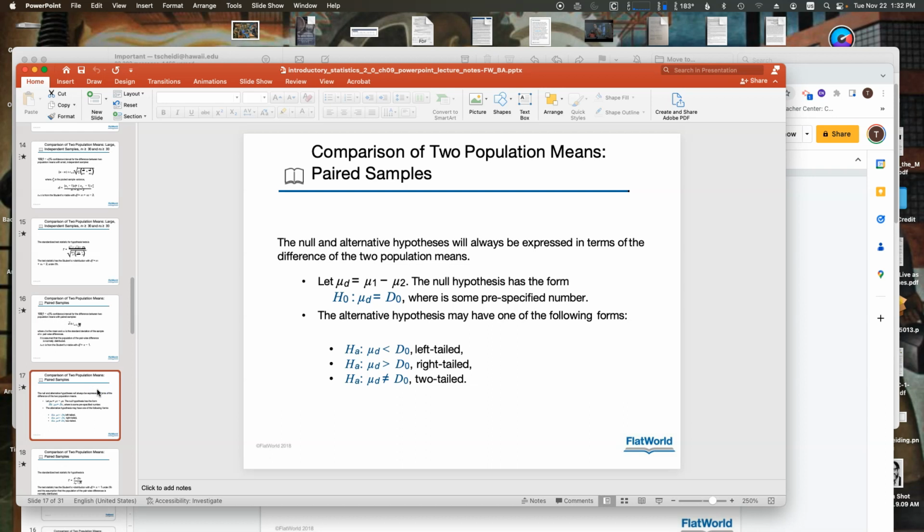Nothing different here. What we do for testing the alternative hypothesis as opposed to accepting the null hypothesis, no difference here compared to what we did for the large independent samples. So no difference. Sometimes it's going to be appropriate to have a left-tailed test, sometimes appropriate to have a right-tailed test, or sometimes you just care that there's a difference and it doesn't matter on which side.